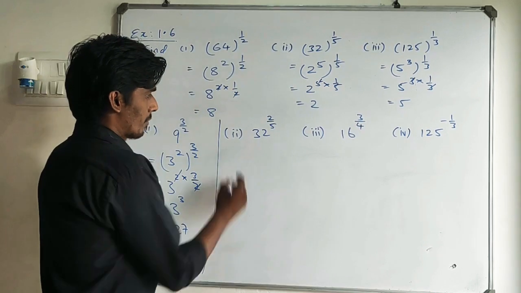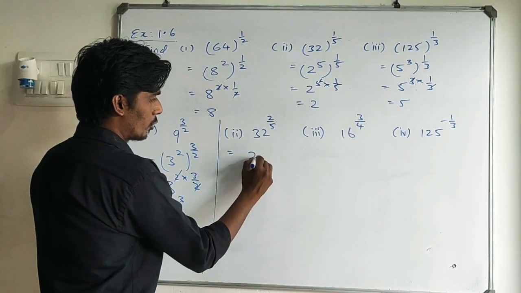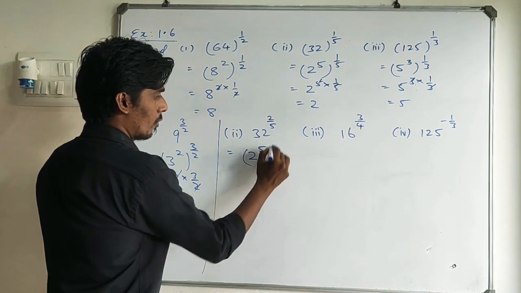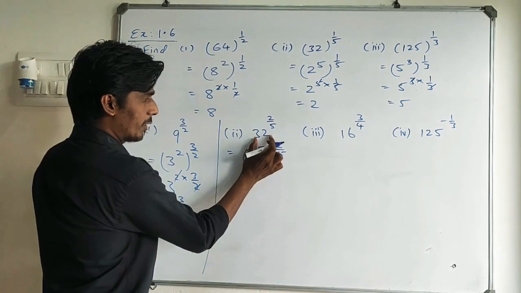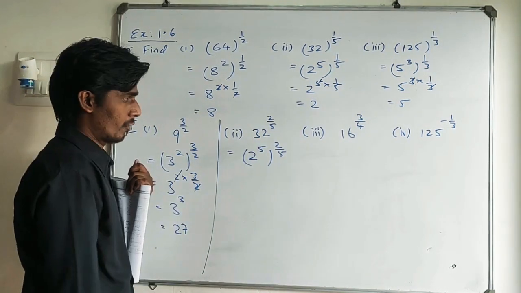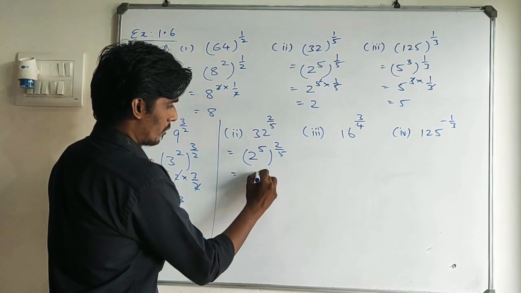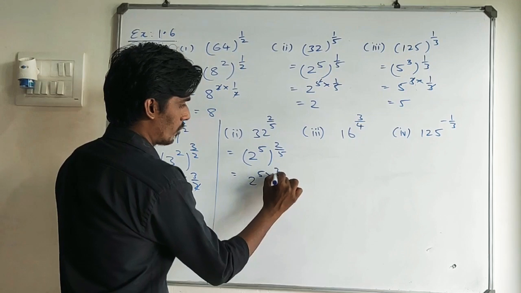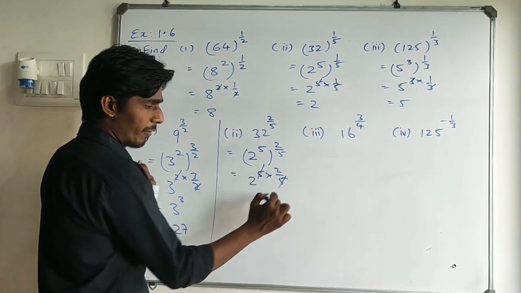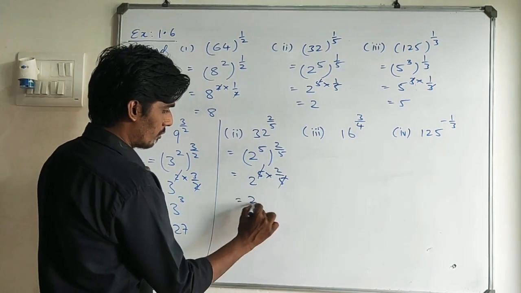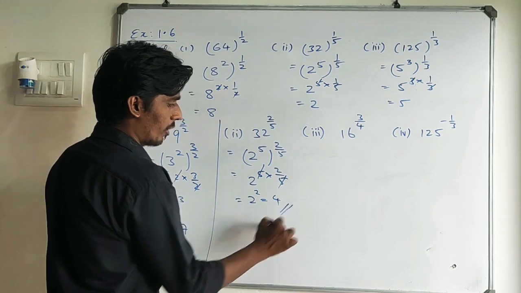Now 32 means 2 raised to 5, whole raised to 2 by 5. So instead of 32, I wrote 2 raised to 5. 2 raised to 5 into 2 by 5. Again 5 and 5 get cancelled. 2 raised to 2. So our answer is 4.